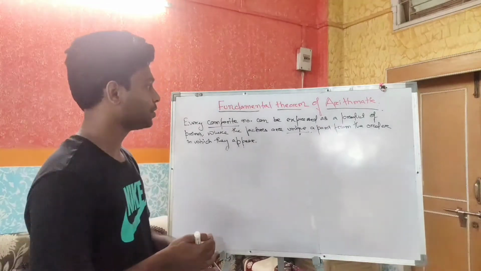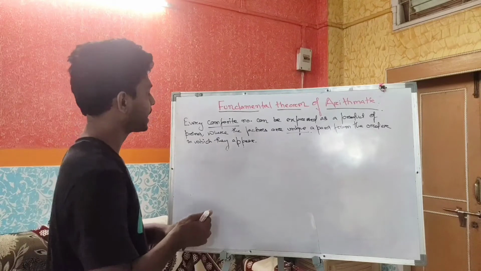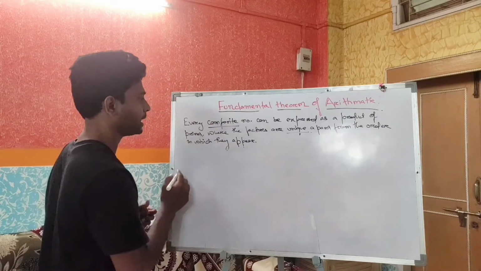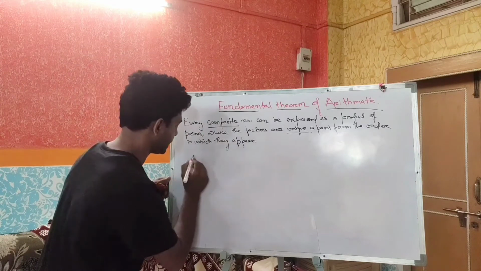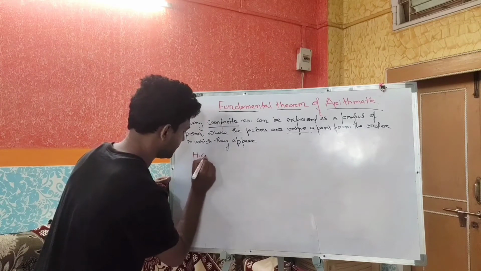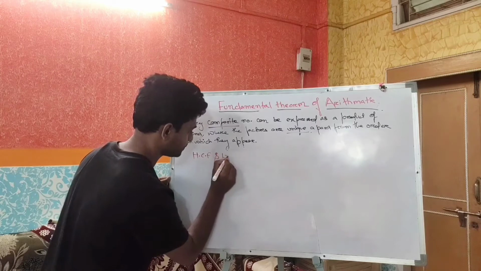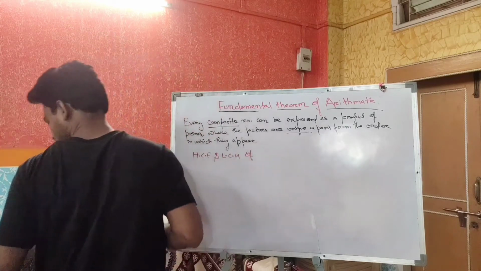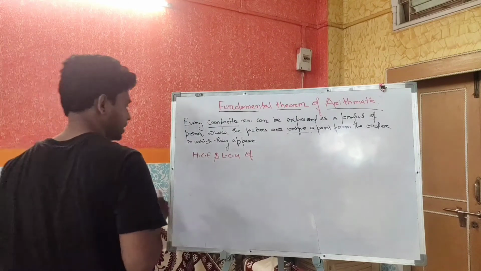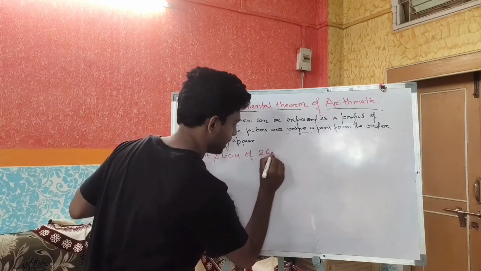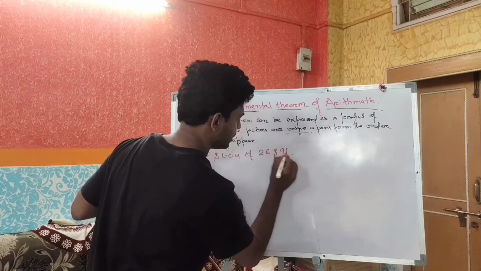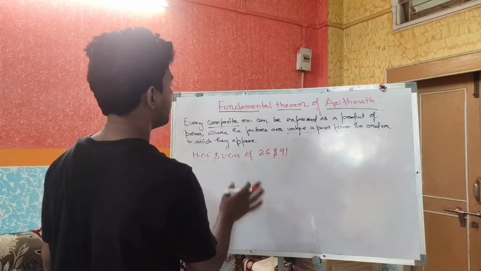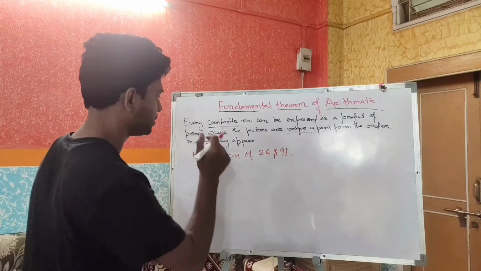Okay, so now let me show you some application of this technique. First we will start with the basic one. We will find the HCF and LCM by using this technique. HCF and LCM of, let's say, the numbers 26 and 91. So here we will find the HCF and LCM of 26 and 91 by using the fundamental theorem of arithmetic.